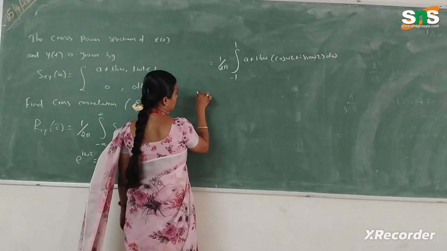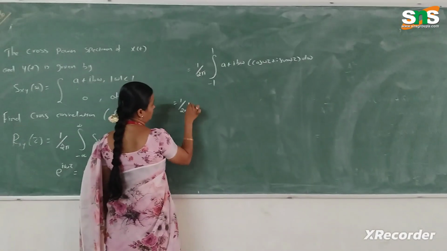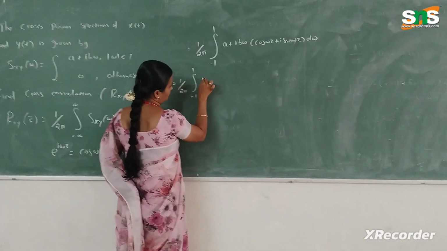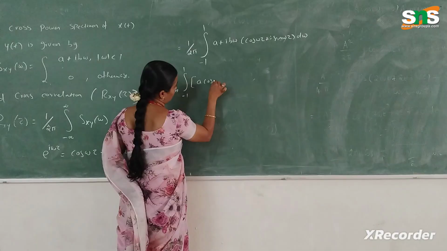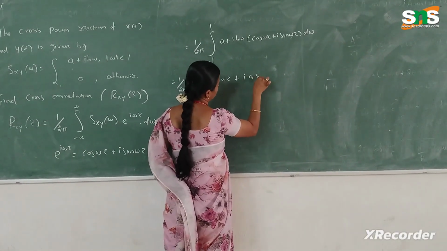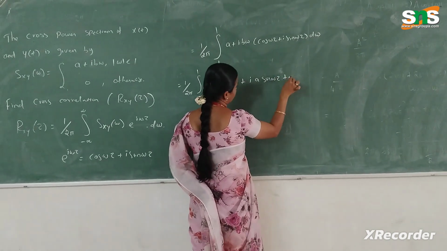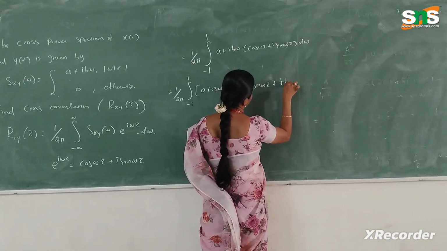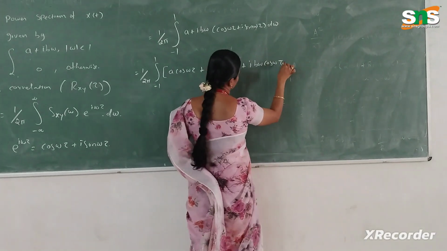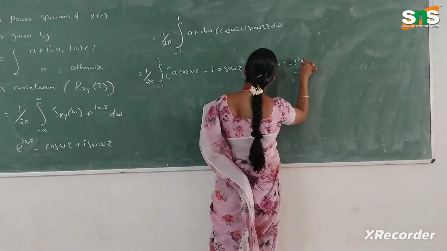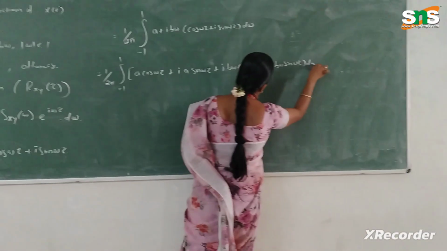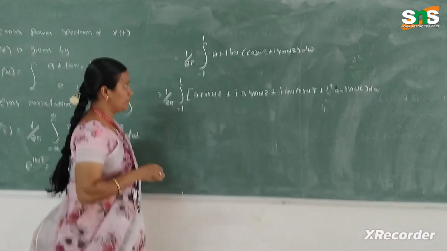First I am going to use the brackets. So 1 by 2 pi, integral from minus 1 to 1 of a into cos omega tau plus i into a sin omega tau plus i into b omega cos omega tau plus i square into b omega sin omega tau, d omega. So what is i square value? Minus 1.